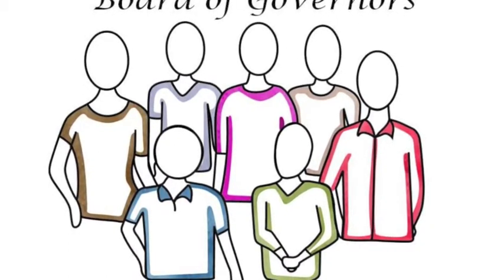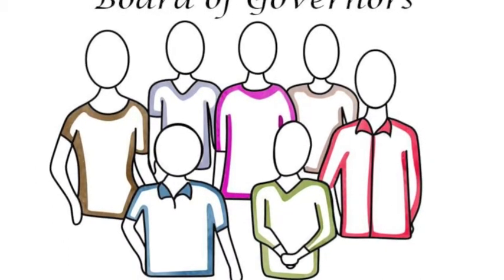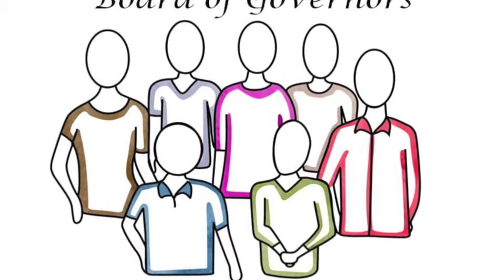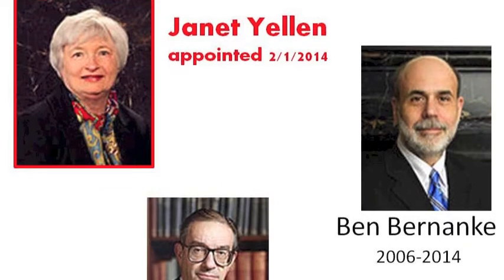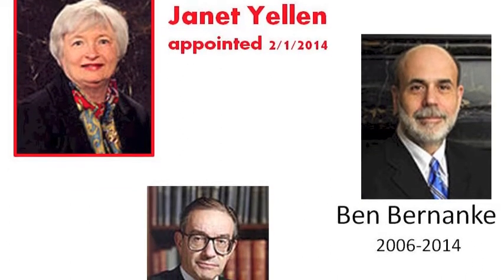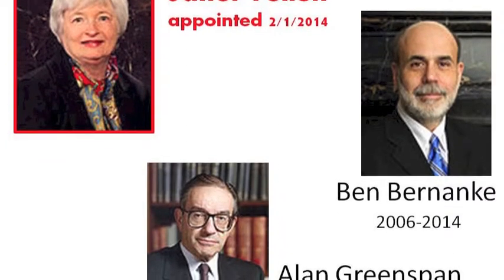The Board of Governors has 7 members that are appointed by the President. Each serves a 14-year term, and there is one chair of the Fed appointed every 4 years. Here are some past Fed chairs. The current chair, Janet Yellen, is the first female Federal Reserve chair and was appointed just recently in February.